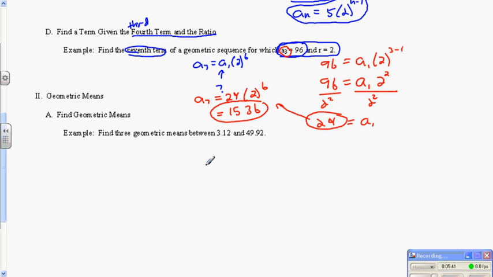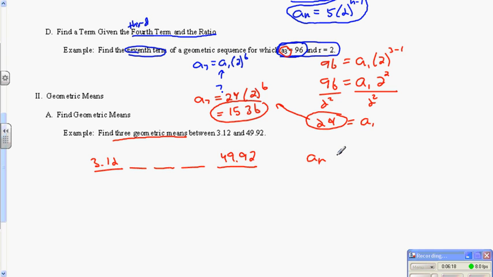The last piece we're going to talk about is geometric means. We said that arithmetic means were terms between two non-consecutive terms in a sequence. Here we're told that there are 3 of them. So we have 3.12, 1, 2, 3 terms. Then we have our last one, 49.92. What are those terms? So we need to find r.